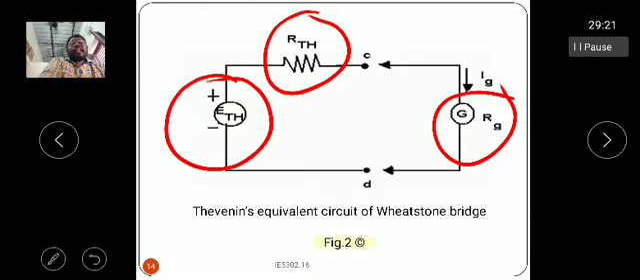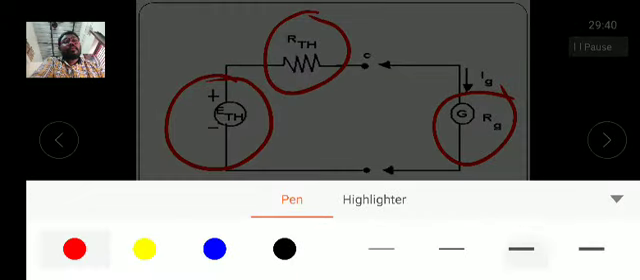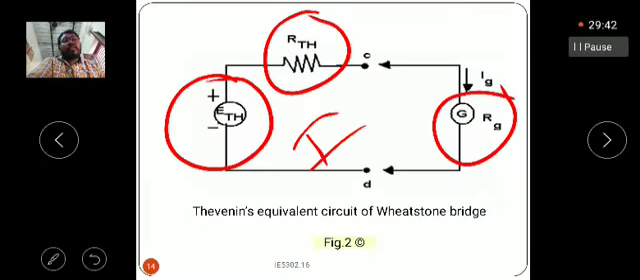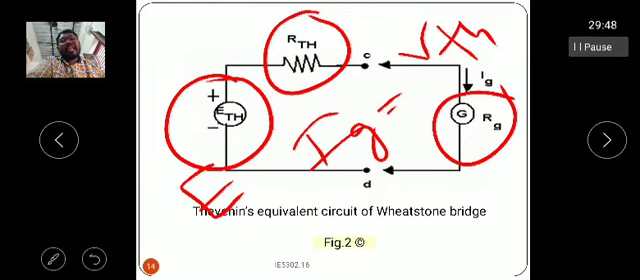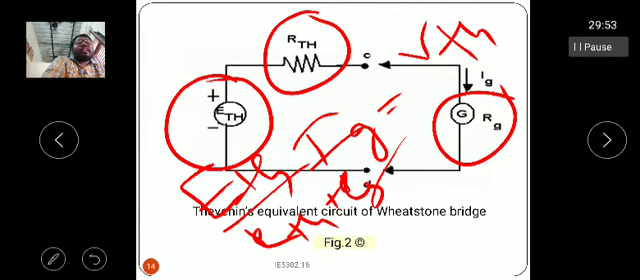Then we find the total current passing through the galvanometer, Ig. Based on that we have one formula, the normal form of Ohm's law. The current passing through the galvanometer, Ig, is equal to VTH divided by RTH plus RG. That is the Thevenin's equivalent voltage, the Thevenin's equivalent resistance, and the galvanometer resistance.